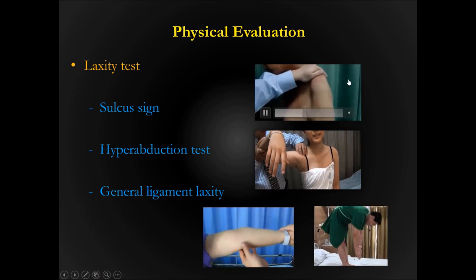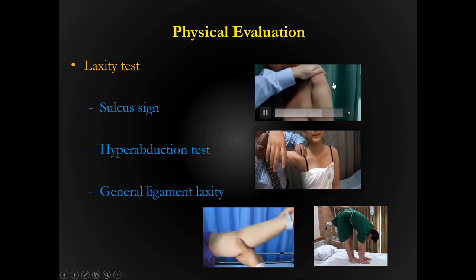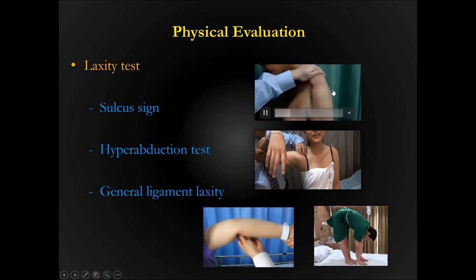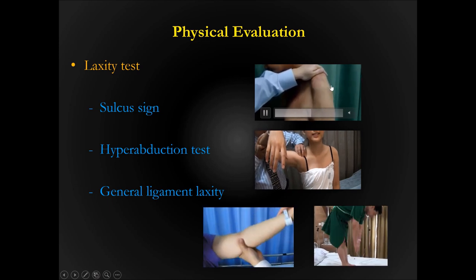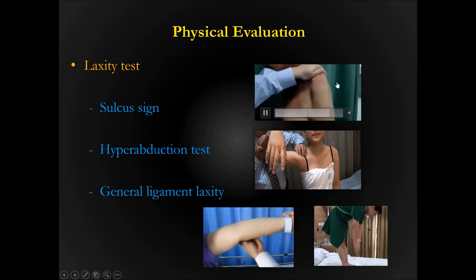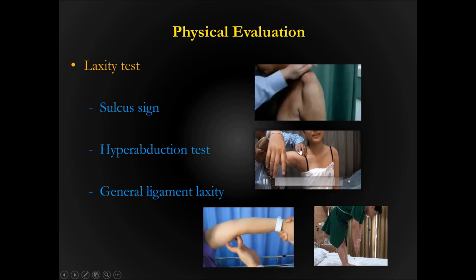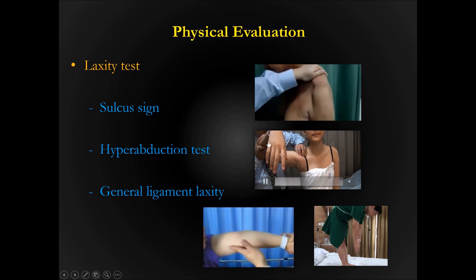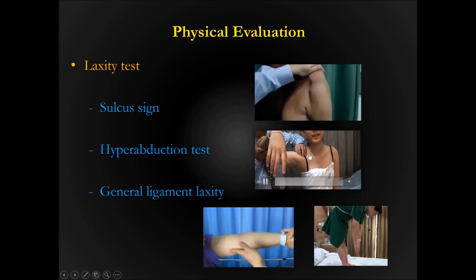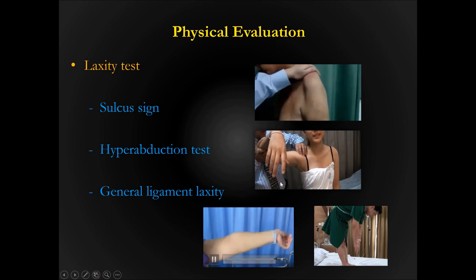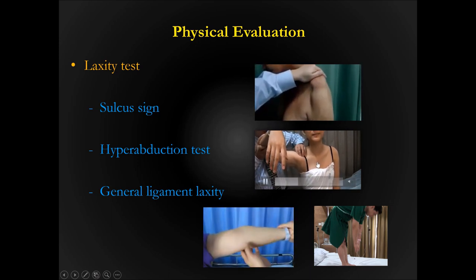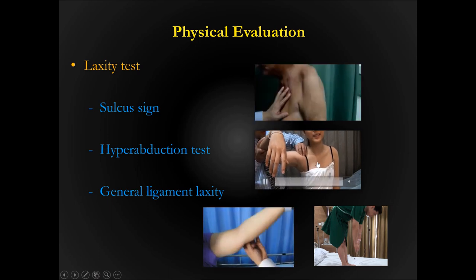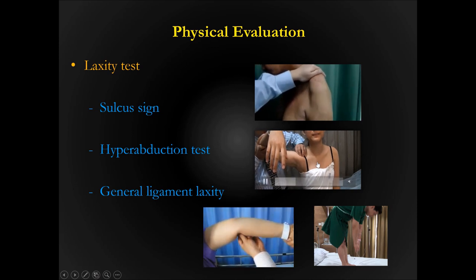The next thing you need to evaluate is the laxity. You see this patient has a very lax joint. We call it the sulcus sign. You pull the arm down, and you can see the gap. That is the laxity. Hypoabduction test: you check the shoulder abduction. If he can go more than 95%, you fix the shoulder. This is a hyperabduction test, like I showed you last time. If you fix the scapula, you cannot go more, right? Because I fix your scapulothoracic.